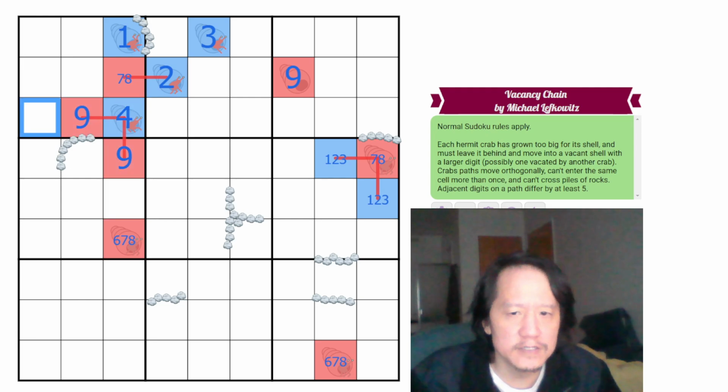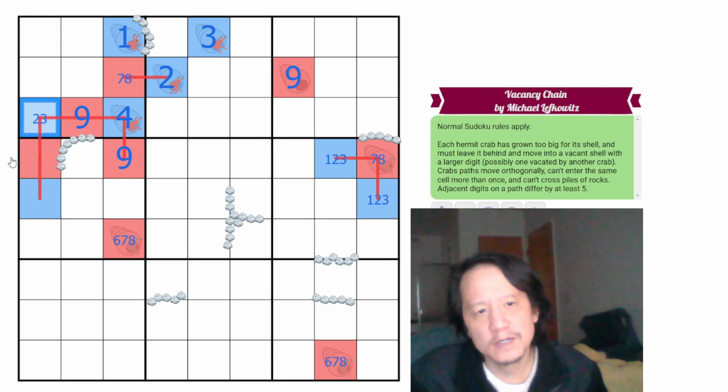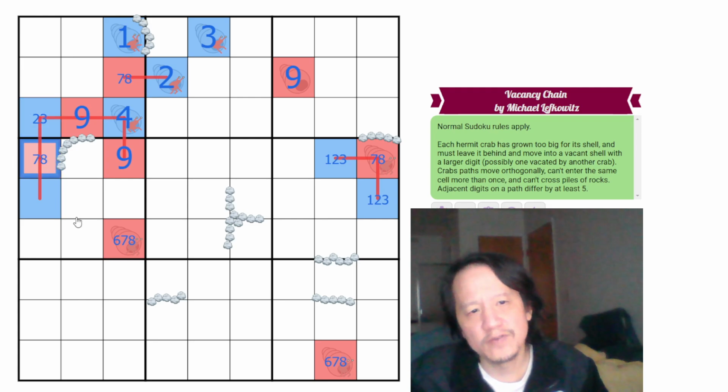So this has to continue out this way. So it has to extend here, and then has to extend here, which means it must go here. So this one has to go this way, which means this is 2 or 3. This cannot be 6. This is 7 or 8. This is 1, 2, or 3.